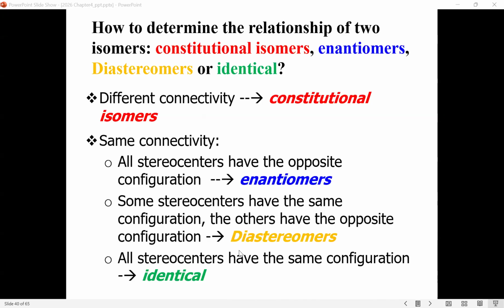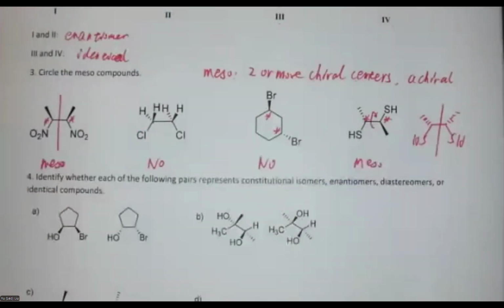You have to look at the chiral center assignment. If all are opposite, they are enantiomers. If some are the same and some different, they are diastereomers. And if all are the same, we call them identical. Okay, so let's do another practice.